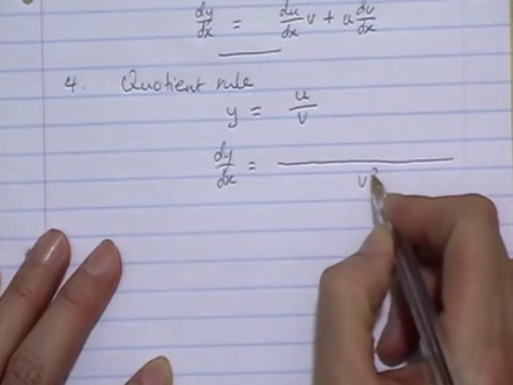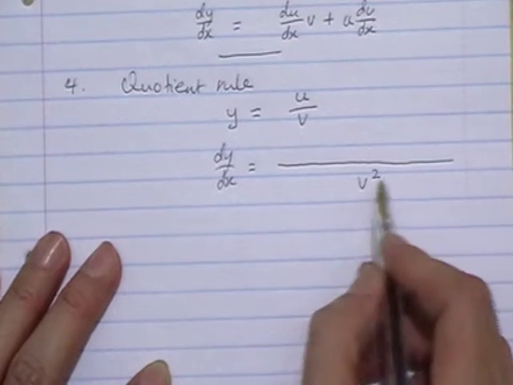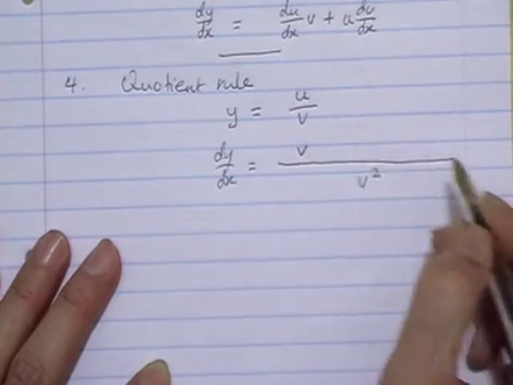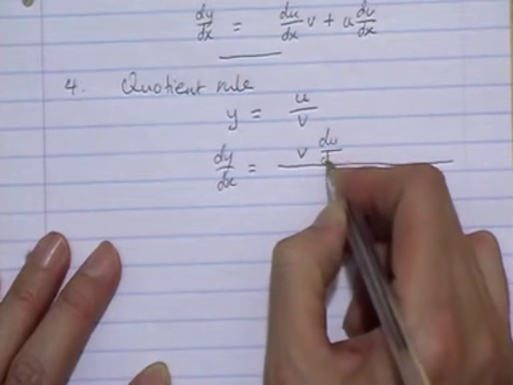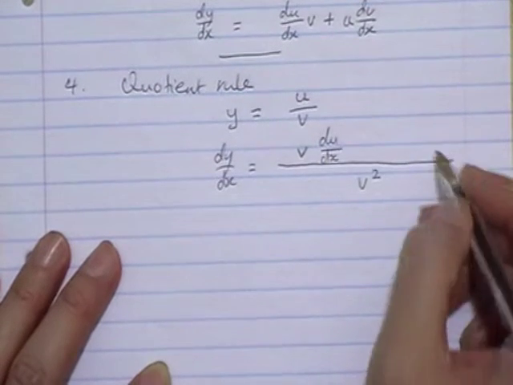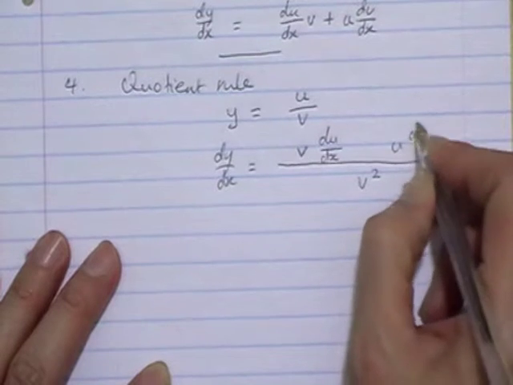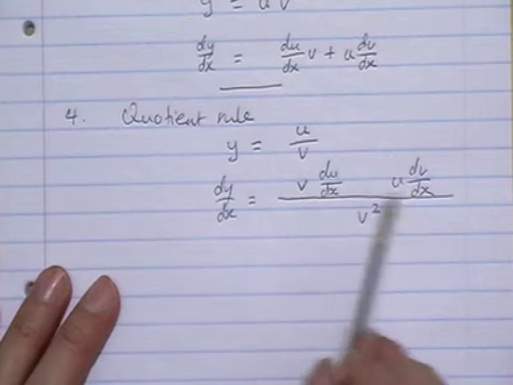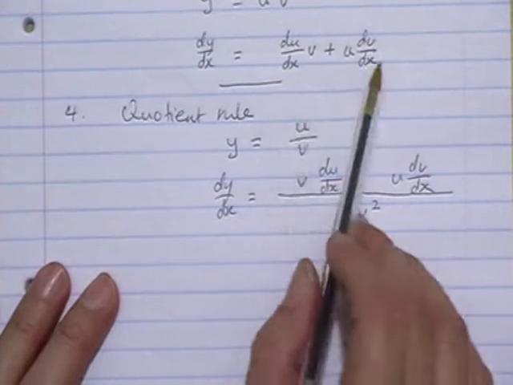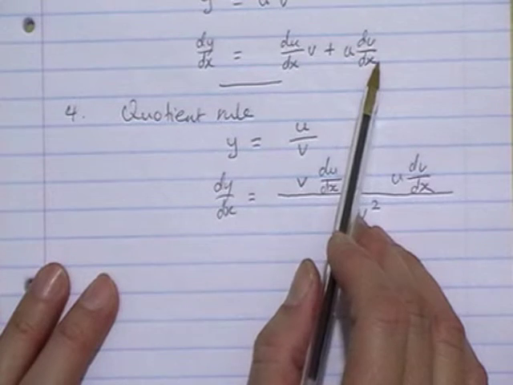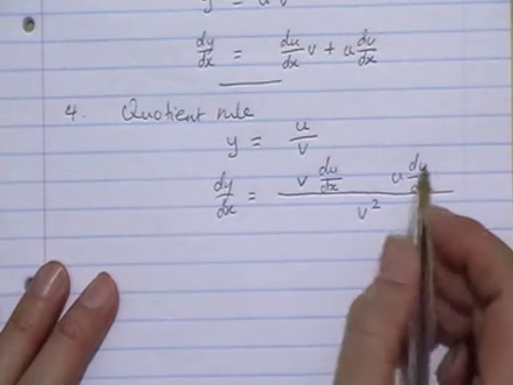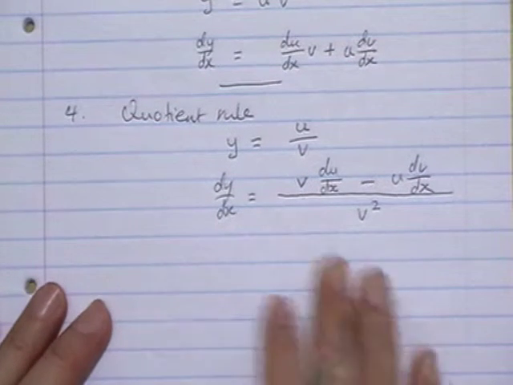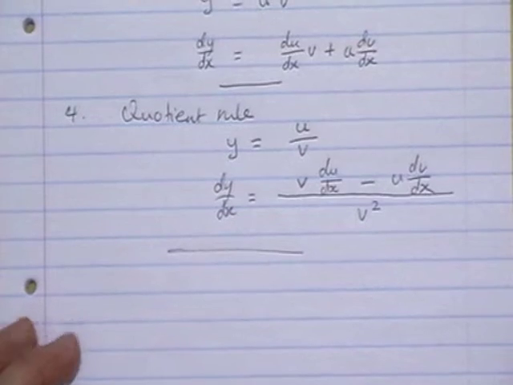The denominator would be v squared in the formula, and then on top I have v du dx, and then I must have u dv dx. The separate terms are the same as the terms in the product rule, except that in this case I have to subtract them. And this is the quotient rule.